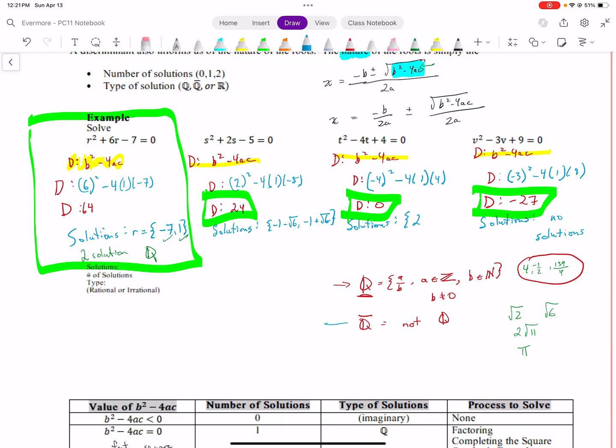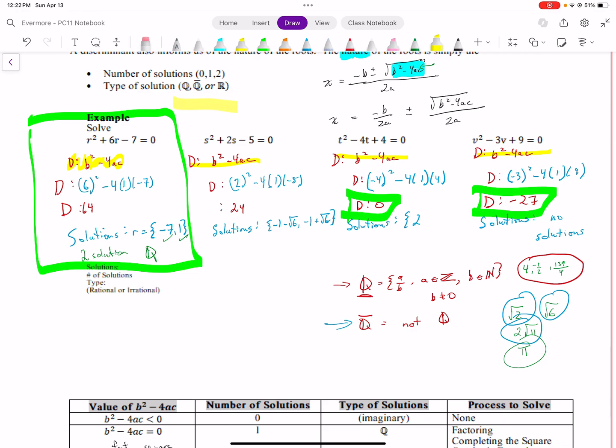Well, let's look at what is an irrational number. An irrational number is just a number that isn't rational. So, for example, the square root of 2 is an irrational number because you cannot write that as a fraction. Root 6, root 11, those are the type of irrational numbers that we are going to be familiar with in this. Pi is also irrational, but I'd be very surprised if we came up with a solution to a quadratic equation that was pi.